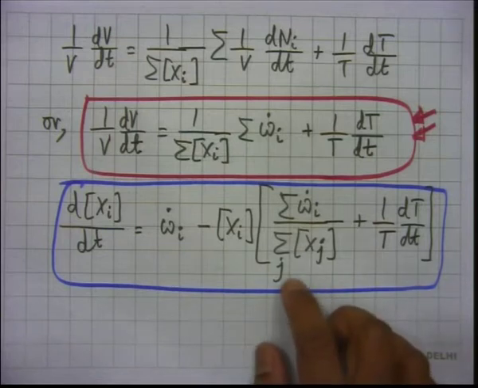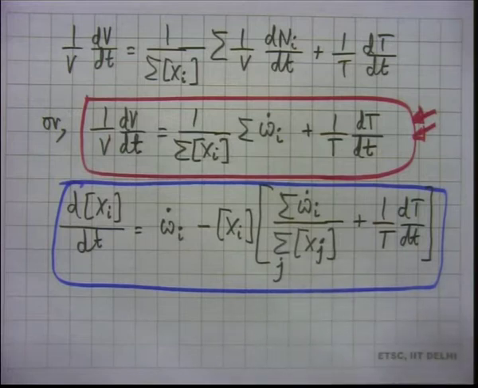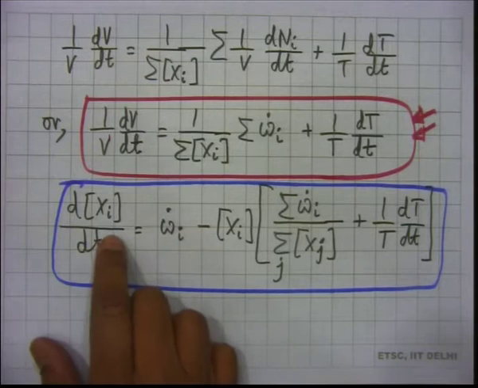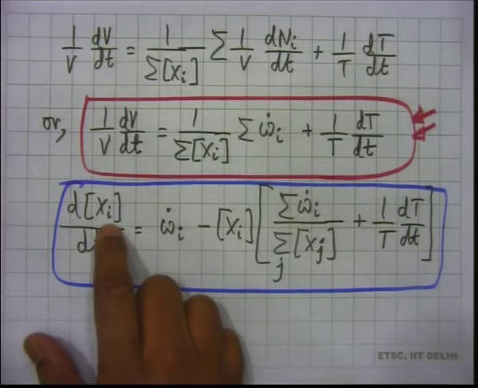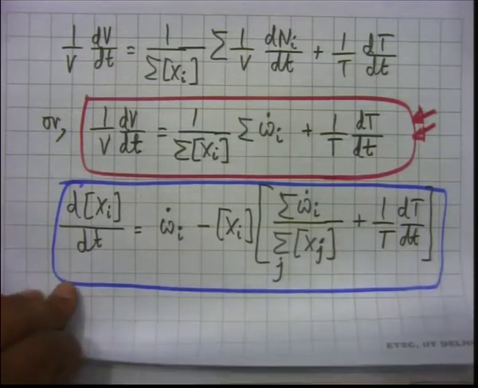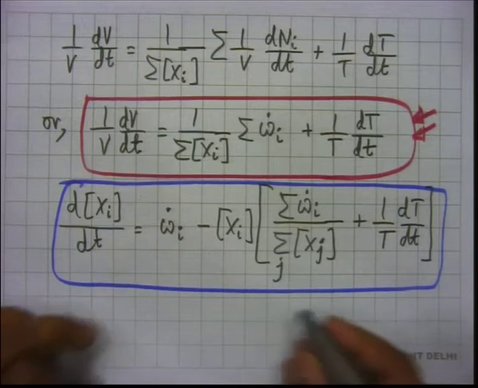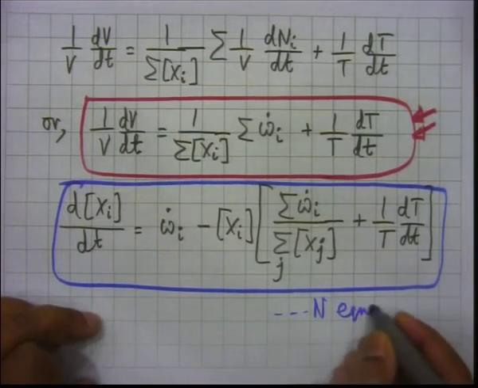So, this is another index j, but this is just the summation of these concentrations. You can use some other index. We do not want to confuse this i with j, but this is just for this summation. So, we got this dxi dt, these are these n equations.